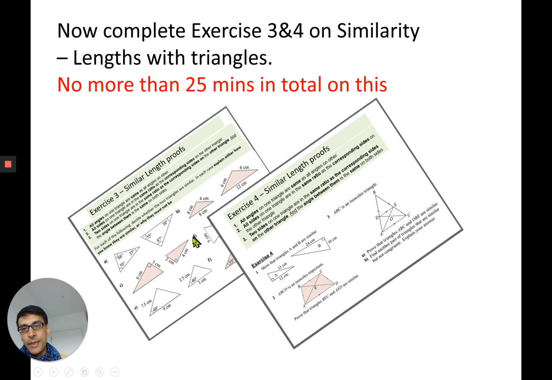Now, there is exercise 3 and 4 on similarity, which you're going to need to do. This is on Google Classroom. You should be checking your work. The answers are provided later on, especially exercise 4, because those are more exam style questions that you guys are going to be familiar with.